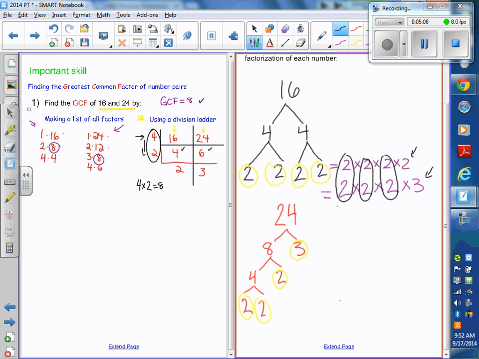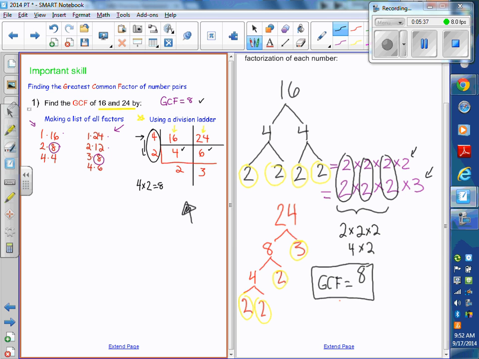So to find the greatest common factor, you take those three sets, and you take one number representing each set, and multiply them together. 2 times 2 is 4. 4 times 2 is 8. So again, for the same two numbers, 16 and 24, we get the greatest common factor is still 8 using the factor tree method. Now, my guess is most people like this method, the ladder. The problem is, when you have three numbers, the ladder doesn't work.